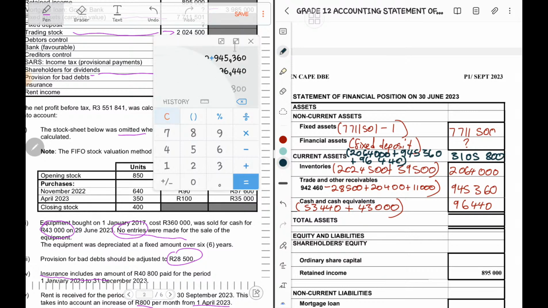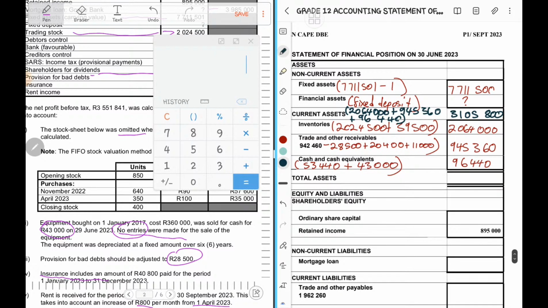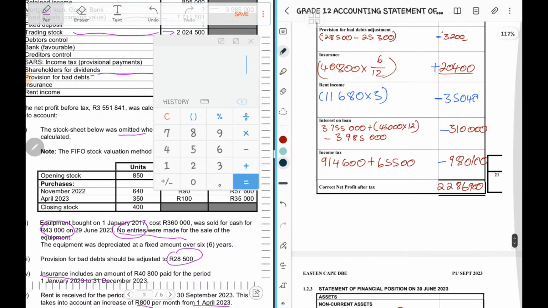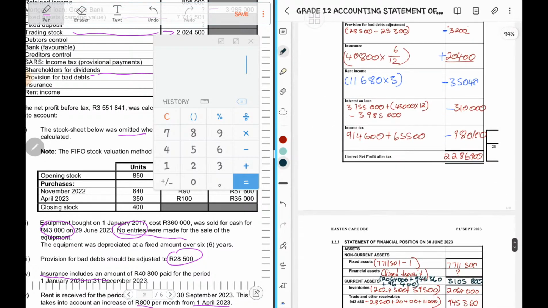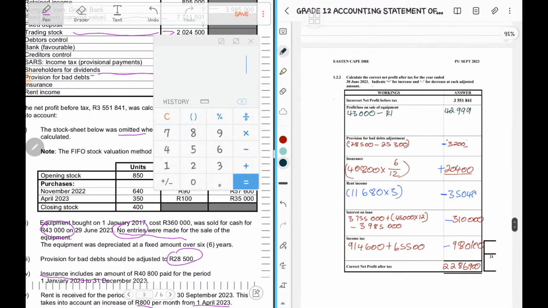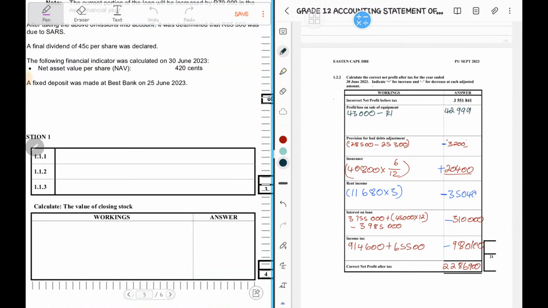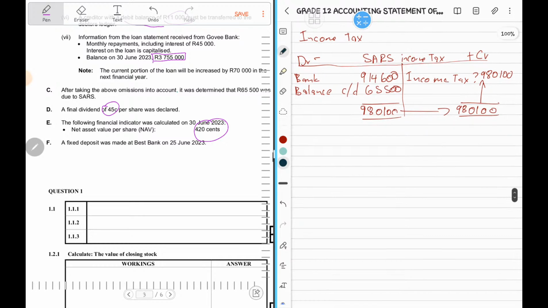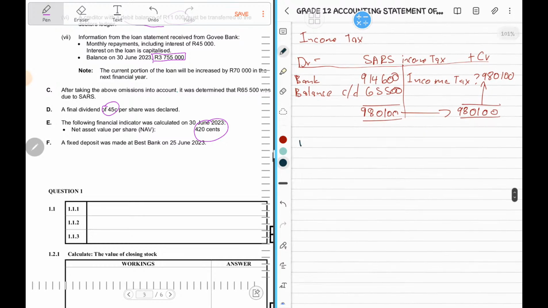So we cannot yet complete the total assets since we don't have the financial assets. Then now to the ordinary share capital. So before anything else, let's try to fill those ones from the bottom, but then we can also fill this one as well. Remember, we are given the NAV here. We are also given the final dividends per share and also the NAV. So let's just find the number of shares in issue.